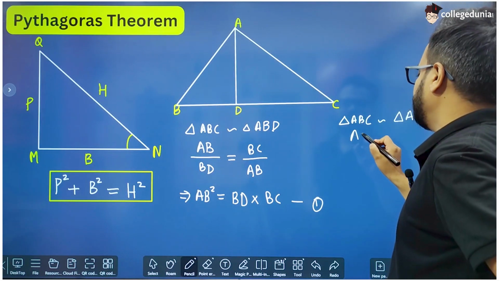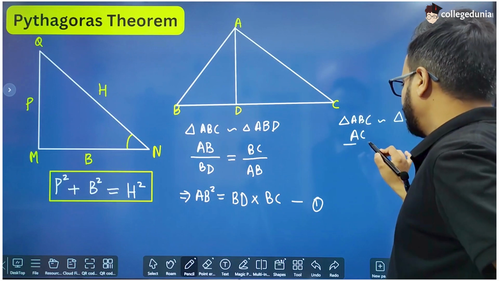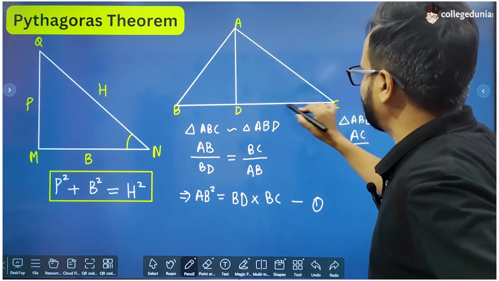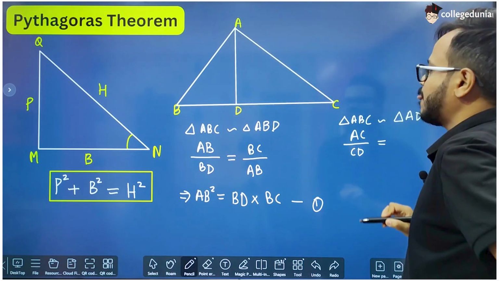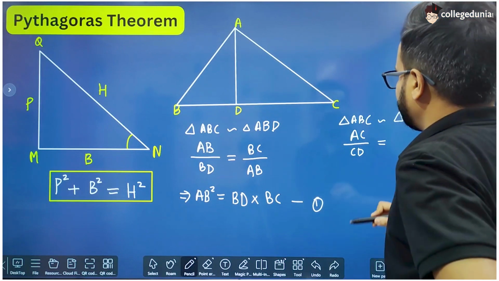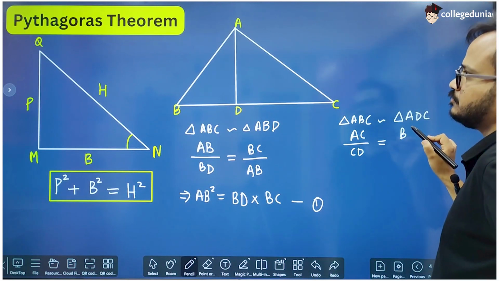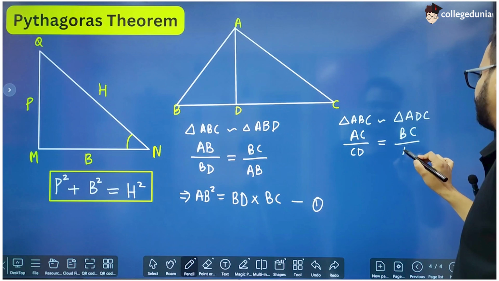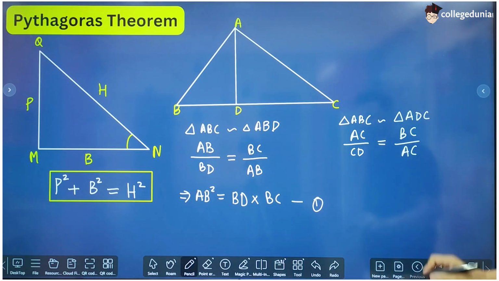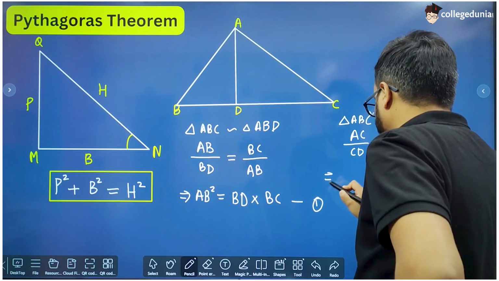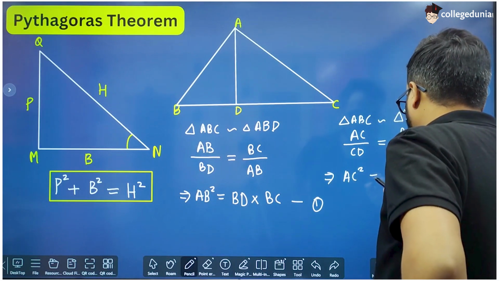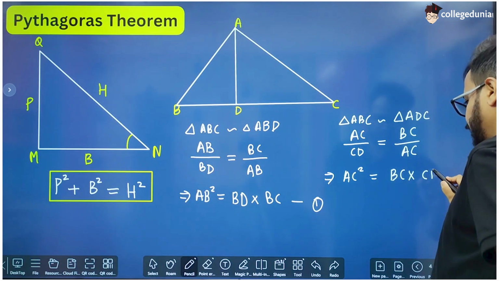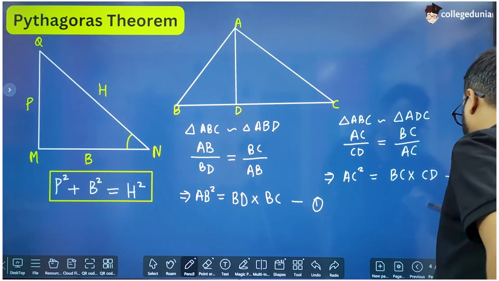This time we will take AC, which is the side of the bigger triangle, which is the perpendicular of the bigger triangle. Now let us take the perpendicular of this, which is CD, equal to, okay, now let us take the hypotenuse of the bigger triangle, which is BC, and let us take the hypotenuse of the smaller triangle, which is AC. Okay, now let's cross multiply and we will get AC square equal to BC into CD, and let us take this as 2.